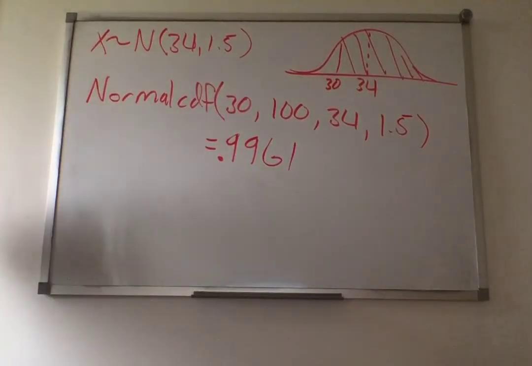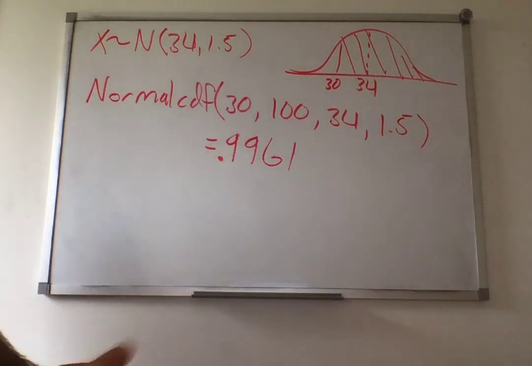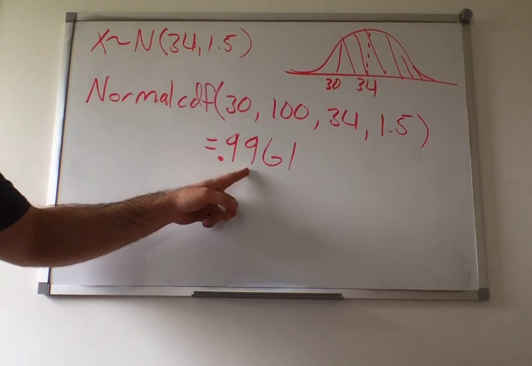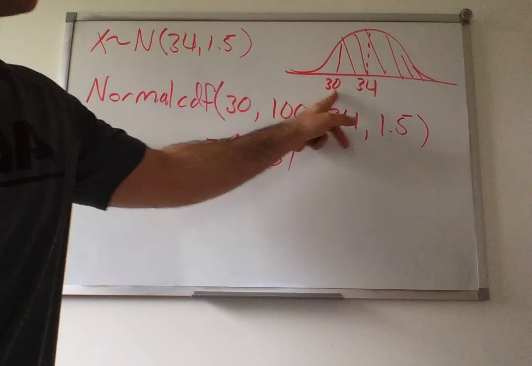So, what this is saying is that if we keep taking samples of size 100, 99% of the time, if we were to pick one at random, we should expect the average age of that sample to be greater than 30.